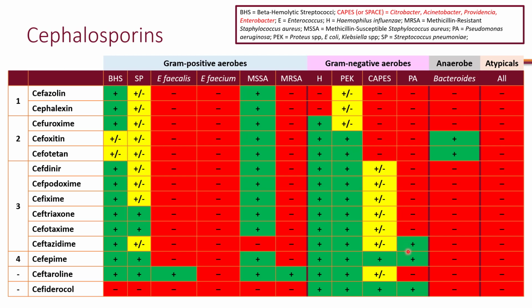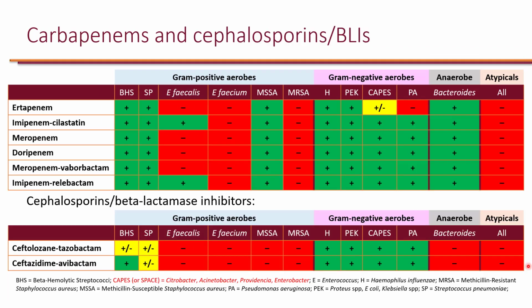When it comes to gram-negatives, you should focus on what covers Pseudomonas. So ceftazidime, cefepime, and cefiderocol are the cephalosporins that cover Pseudomonas. And for Bacteroides, only the cephamycins, which are a subgroup of second-generation cephalosporins, so cefoxitin and cefotetan, are active against anaerobes, Bacteroides specifically. The rest of them do not have activity against Bacteroides. And none of them are active against atypical bacteria.